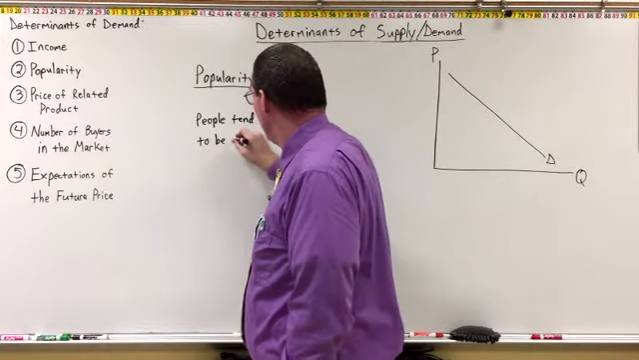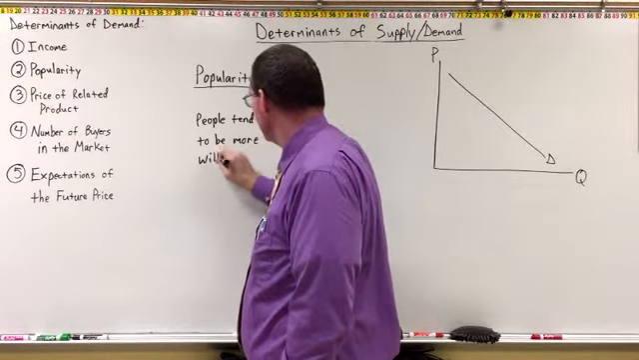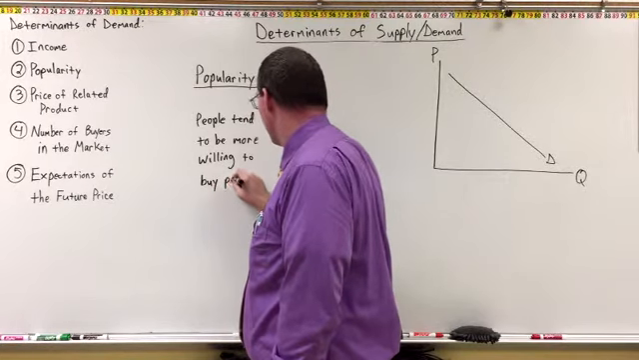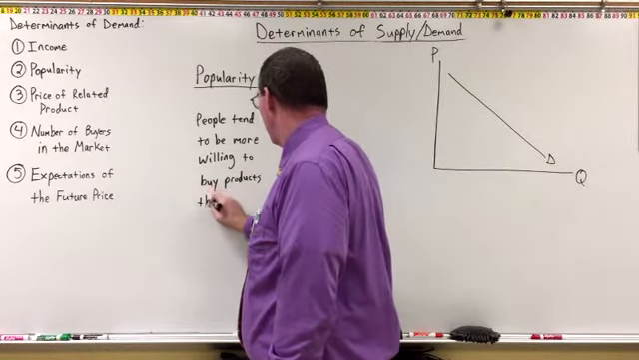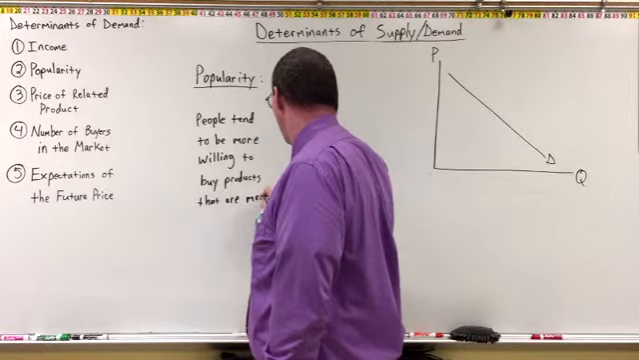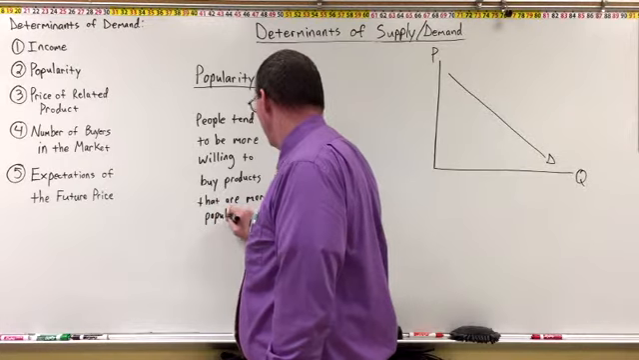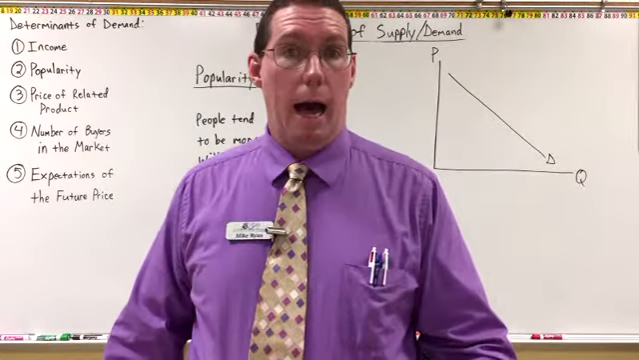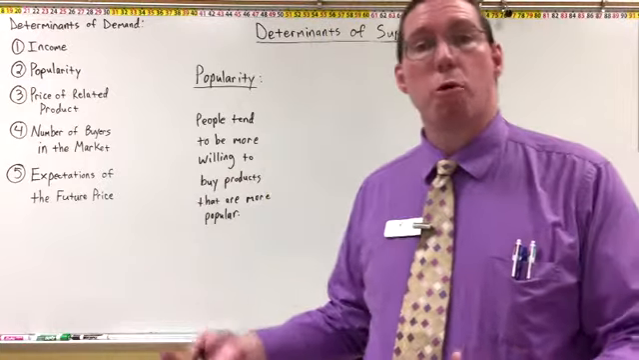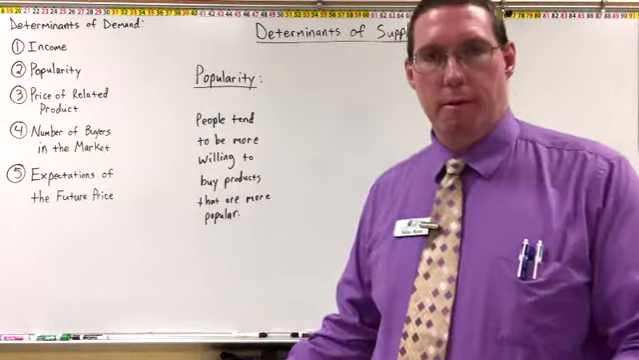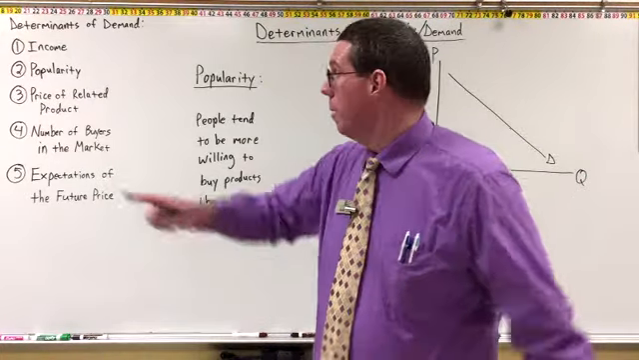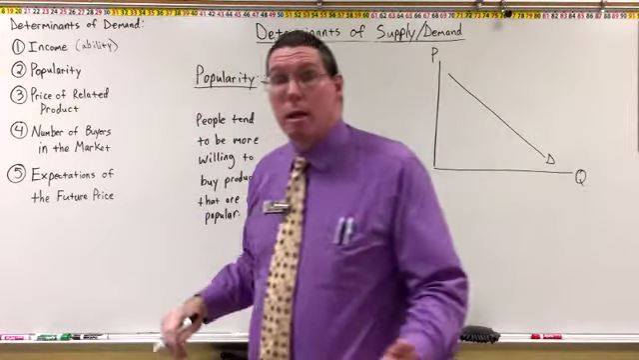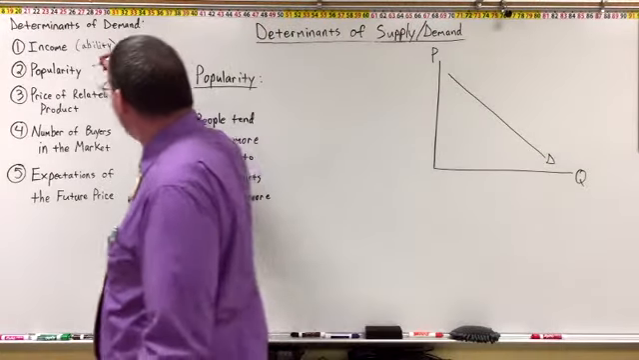to be more willing to buy products that are more popular. Okay? So, I didn't mention this when I talked about income, but income affects a person's ability to buy, not their willingness to buy. When you have more money, you're now able to buy better things or buy more things. So income affects ability to buy, where popularity affects willingness to buy, mostly willingness.